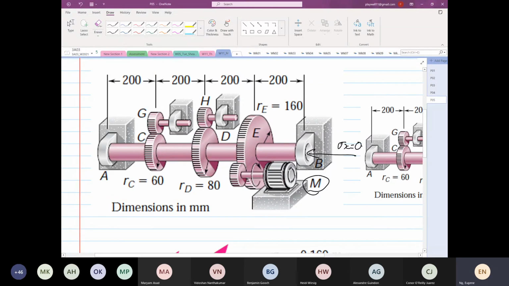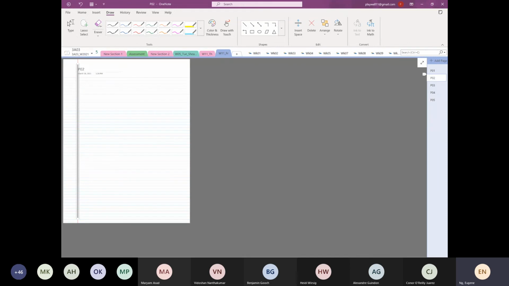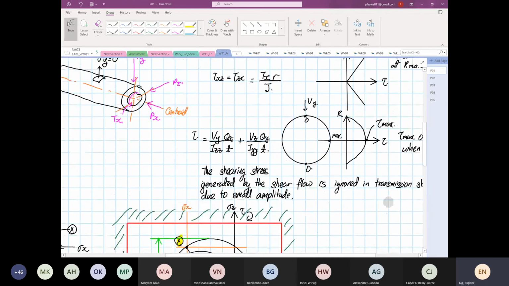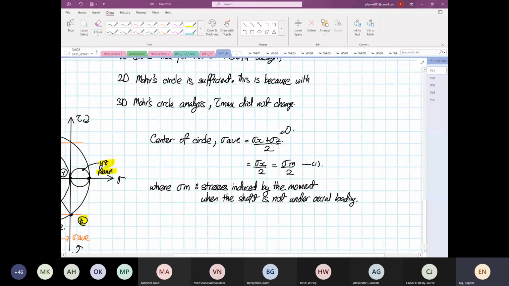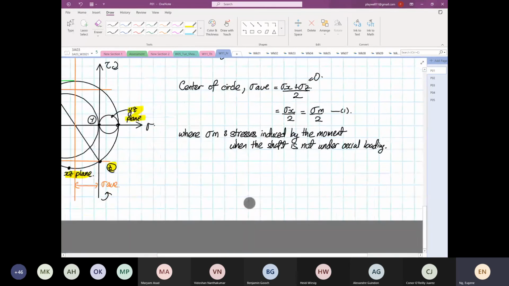That is why we coined the term sigma M: the stresses induced by the moment when the shaft is not under axial loading. The next thing we have to consider is how to find tau max.